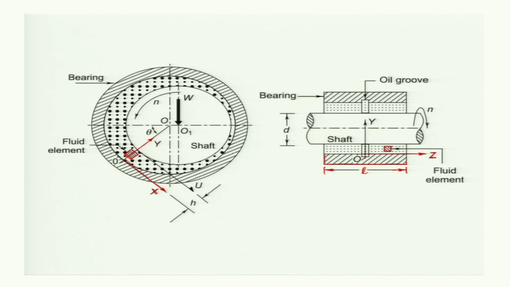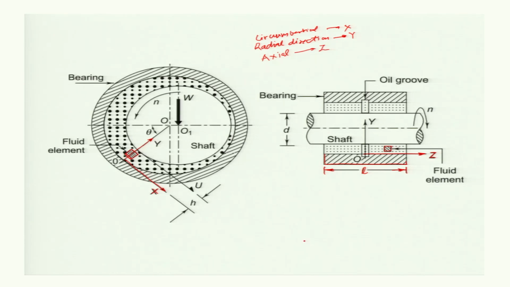So, the coordinate system is taken in such a way that the radial direction is y, circumferential direction is x, and axial direction is z.